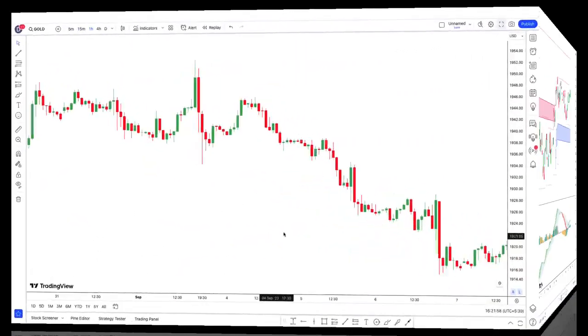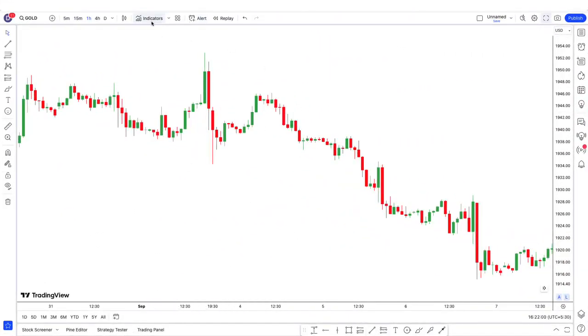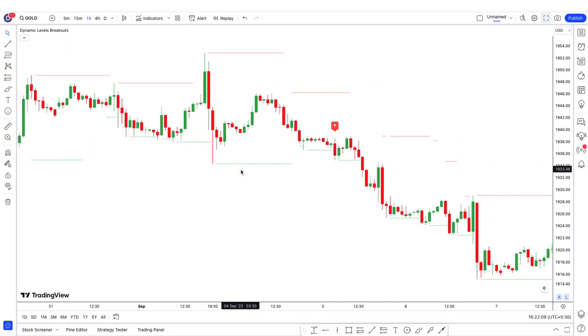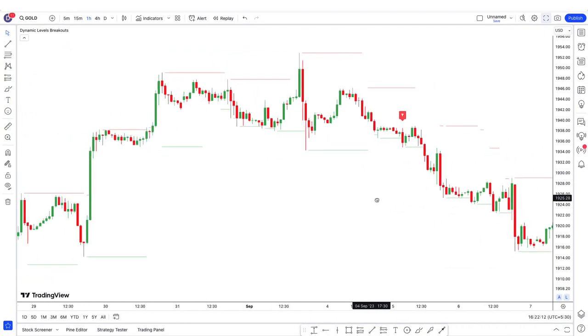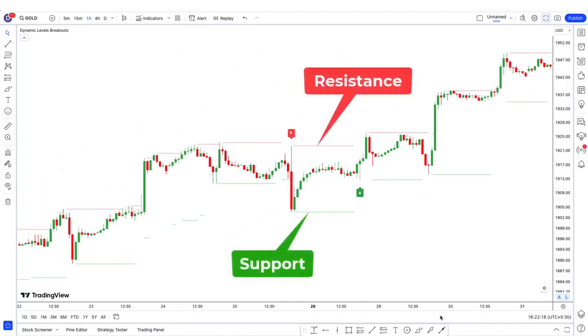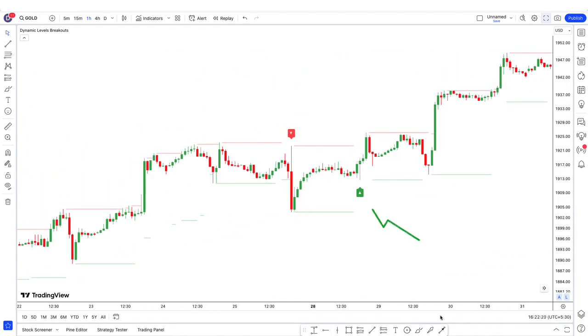To apply the first indicator to the chart, open the Indicator tab and search for Dynamic Levels Breakouts and select this one by Angel Algo. This is a powerful tool designed to identify dynamic support and resistance levels in price action. It plots these levels on the chart and provides visual signals for bullish and bearish breakouts.